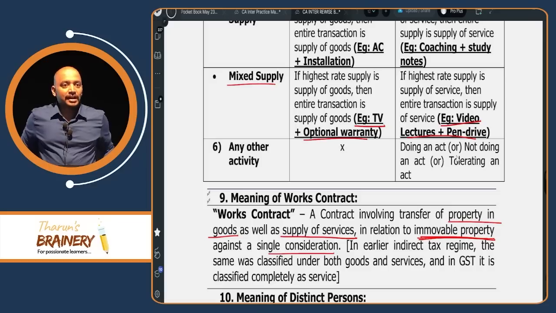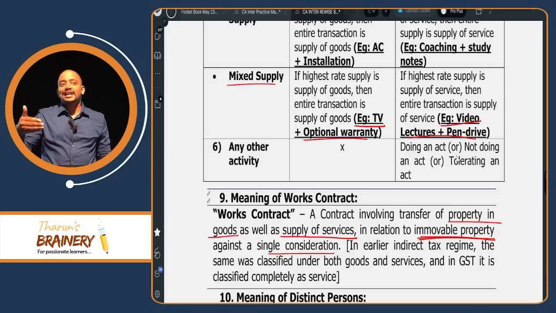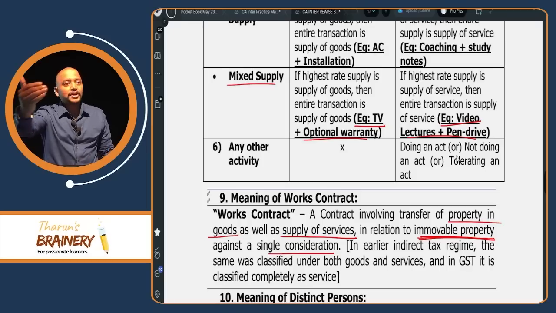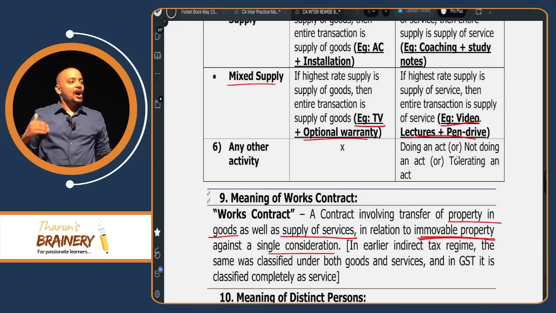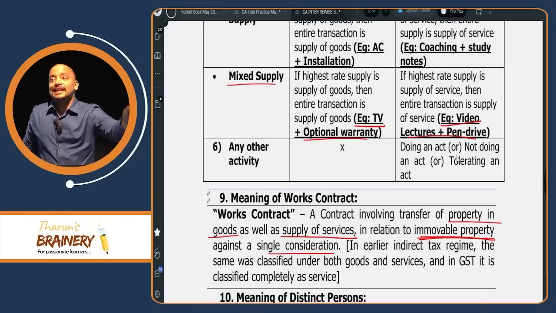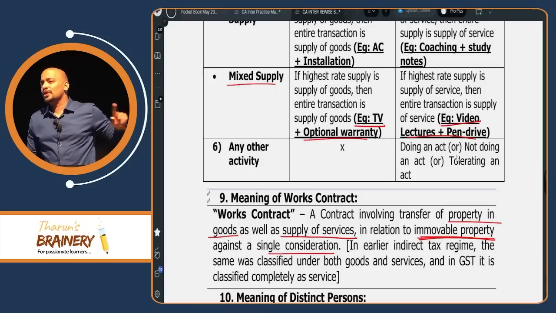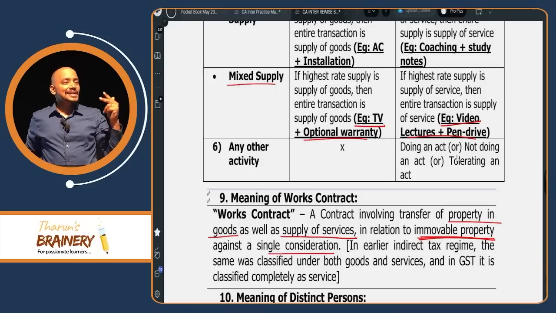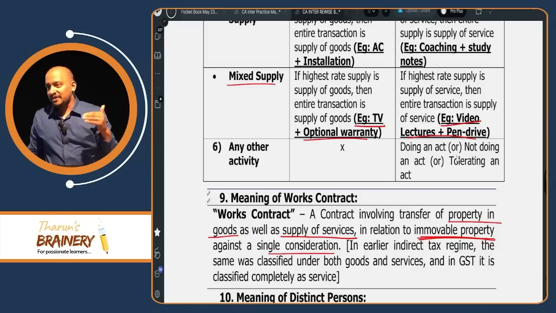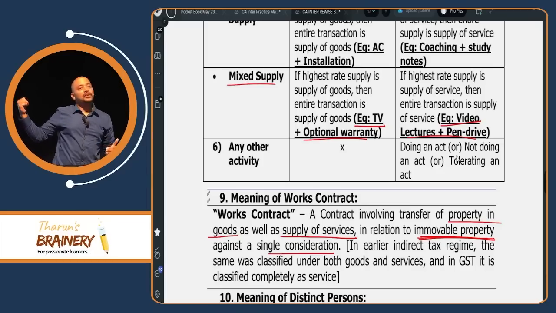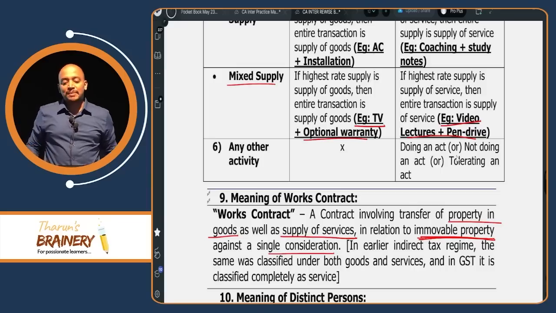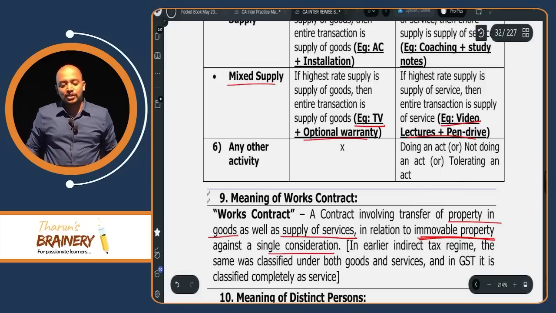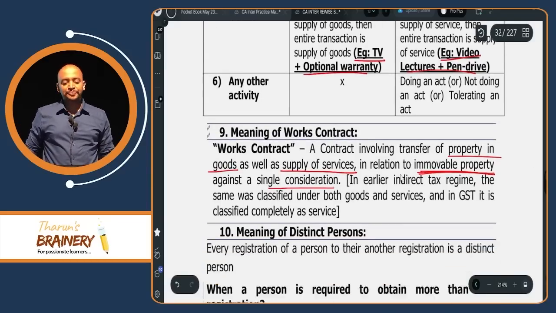Non-compete fees, correct. Non-compete fees, not to start a competing business. I will not do a competing business, for which you need to give me some money, or you should not place the tender, so I will give you some money for not placing the tender. You understood or not? So these are all known as consideration for not doing an act. Again, it will become supply under 7(1)(a), it will come under supply of service. Okay. So therefore the balancing figure will be doing an act, not doing an act, tolerating an act.